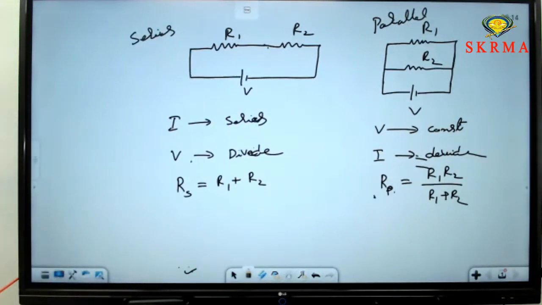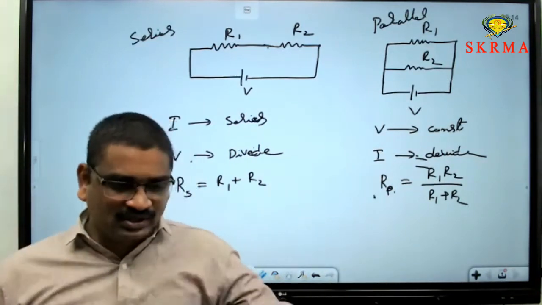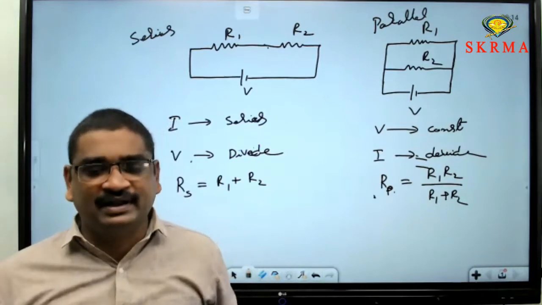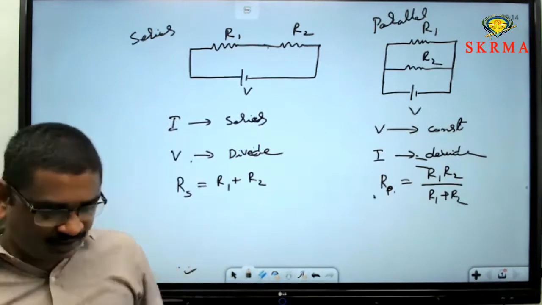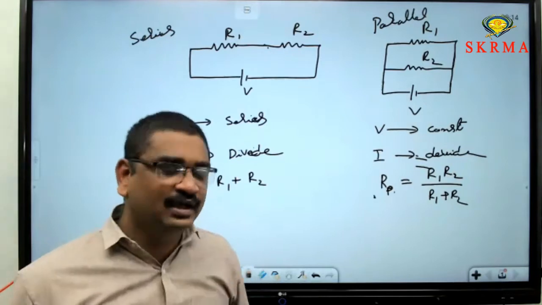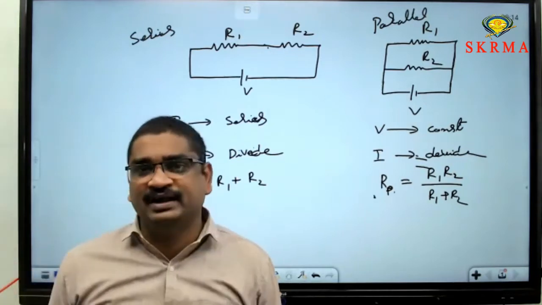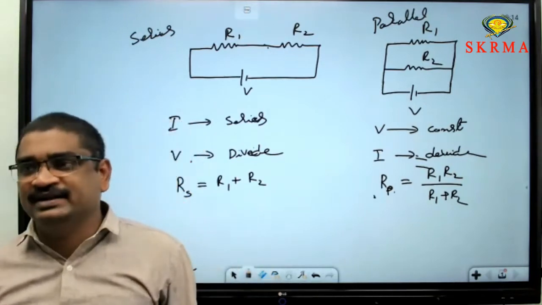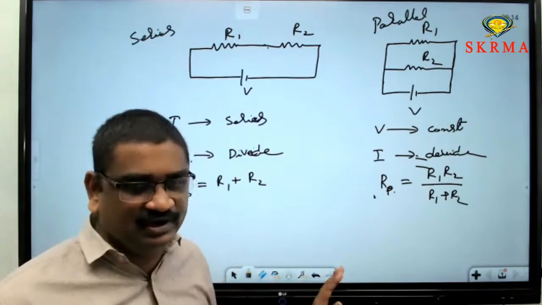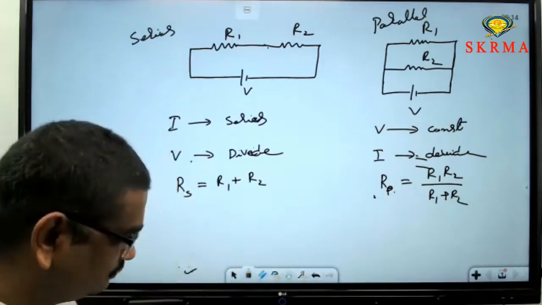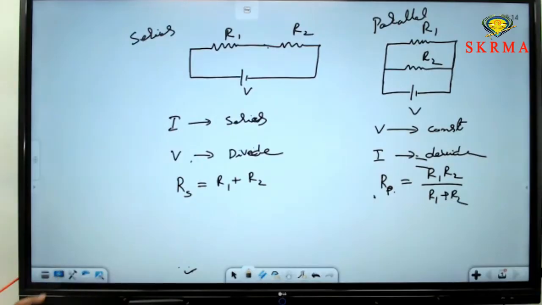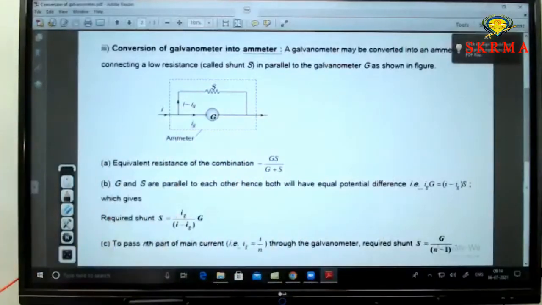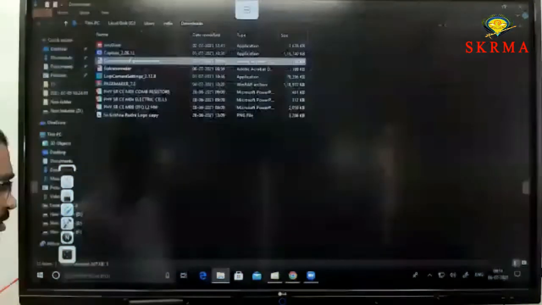Based on this only, we need to solve for the galvanometer converted into ammeter, and the galvanometer converted into voltmeter. Now, the first topic is conversion of galvanometer into ammeter.